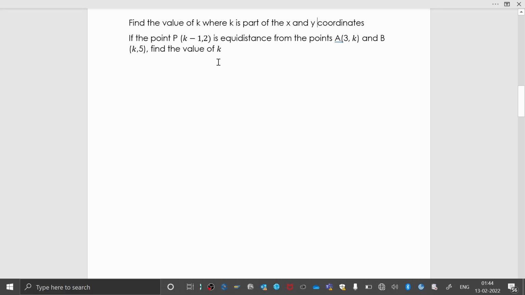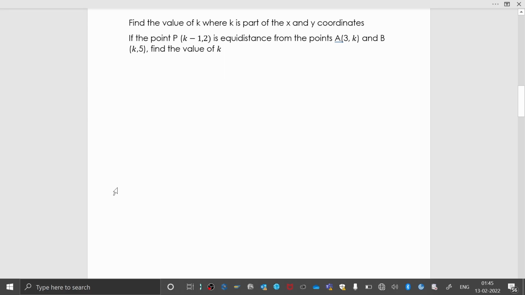So if we look at this whole problem, we can find that in each of these points, that is P, A and B, there is a value k, which basically forms the coordinate either x or y. For example, in P, we can see that the x coordinate is formed by k minus 1. In point A, the y coordinate is formed by k. And in point B again, the x coordinate is formed by the value k. So we need to find the value of k.